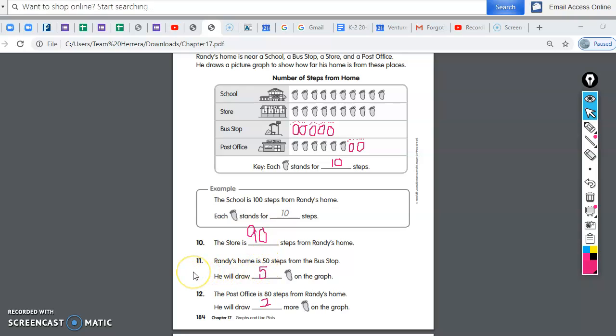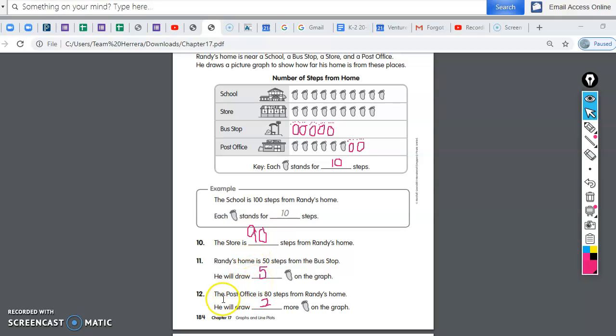And then number 11, Randy's home is 50 steps from the bus stop. He will draw blank feet on the graph, and you'll see that I have my fun little feet that I drew here, but we need to get to 50. So counting by tens is a great strategy. So I drew 10, 20, 30, 40, 50. So I had to draw 5 footsteps to get to 50.